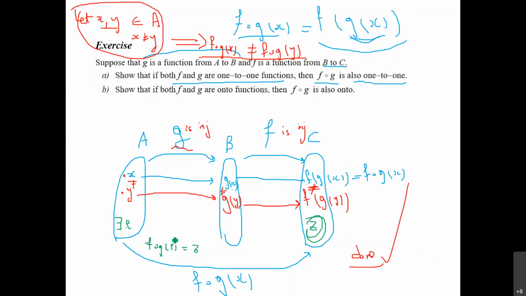Should you do it by contradiction? I think direct proof also works in this case. If you can find a way to do it by contradiction, why not? Okay, so take a few minutes to do this. And again, please ask me if there's anything not clear.